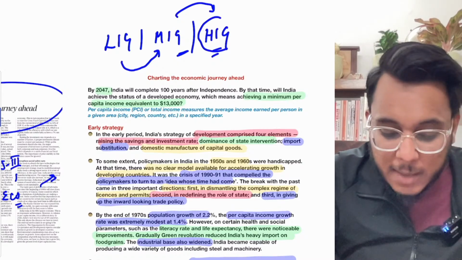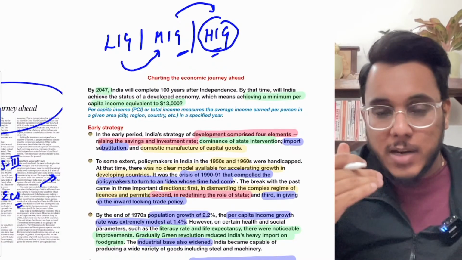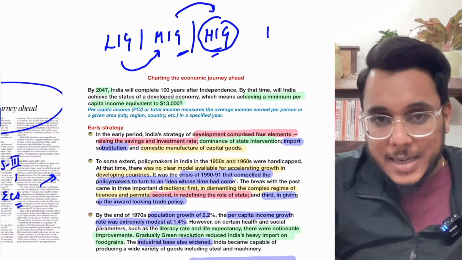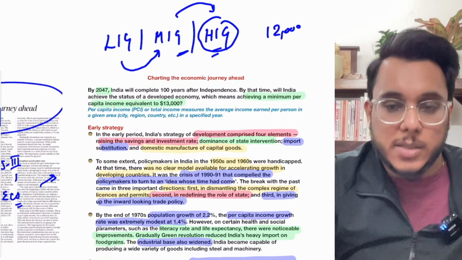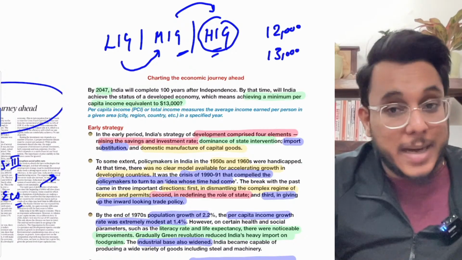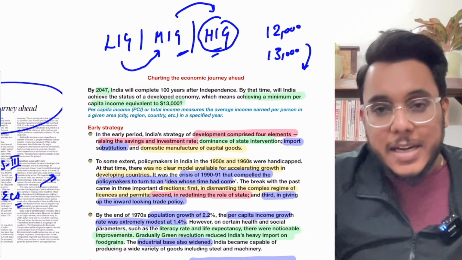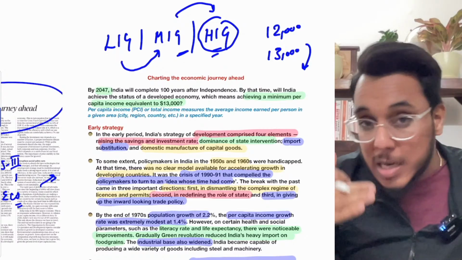Now when we become the high income group country, it can be said that the country has become a developed one. Now if a country's per capita income increases to more than $12,000, or some estimates say $13,000 per capita income, then a country is called a high income group country, and then a country can be called a developed country.